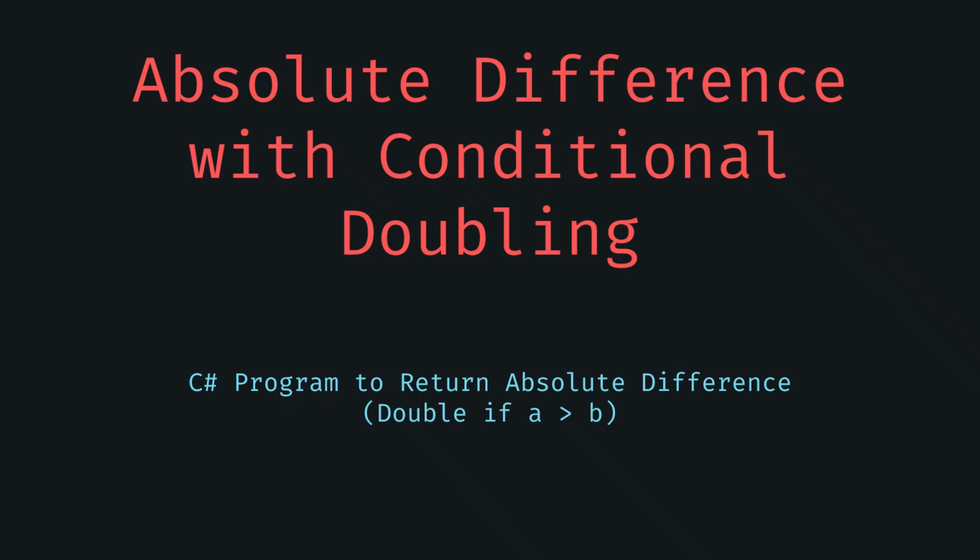Welcome. In this tutorial, we'll build a small C# routine that computes the absolute difference between two integers, but with one twist. If the first number a is greater than the second b, we return double the absolute difference. This is a compact exercise that practices conditionals, arithmetic, and returning values from a method. We'll walk through the problem, the code, example runs, and some small improvements you can make. Let's code.